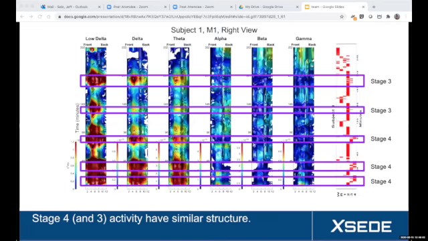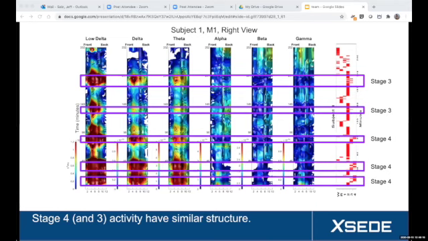And so as we saw earlier with the 2D heat map, one of the most obvious features for subject 1 are the 3 occurrences of stage 4 and 2 of stage 3 as highlighted with these purple rectangles. And here we observe similar brain activity in those regions across all frequency bands.